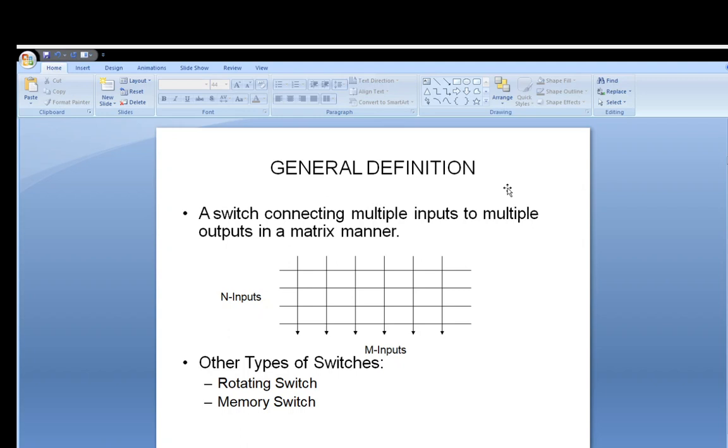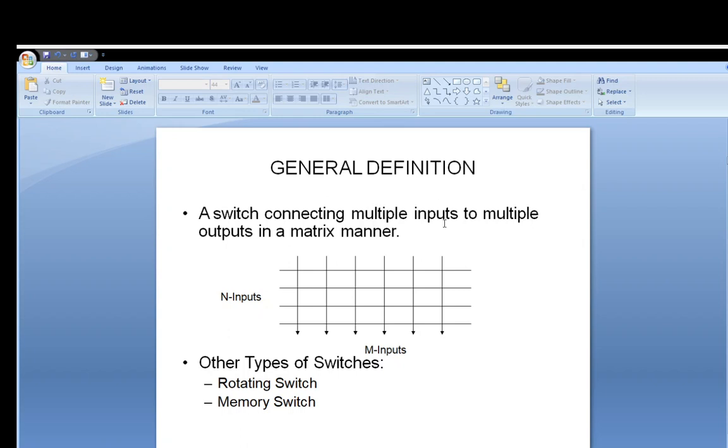Crossbar switching, as the name reflects, is a type of matrix connection between two lines, and as we can see in the figure, there is a horizontal line as well as vertical lines. So for a subscriber, there will be a horizontal as well as a vertical line. These lines will be connected, and the connection between these lines will establish the call between subscribers.